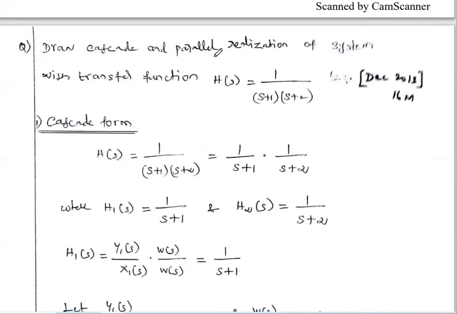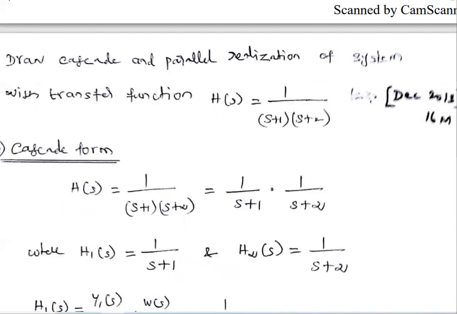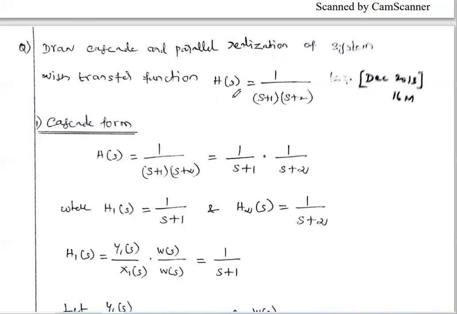solve one problem in both cascade and parallel realization. Okay, so you see, draw cascade and parallel form realization of the system with the transfer function H(s) equal to 1 by (s+1)(s+2). Here the time domain equation of the system is not given.